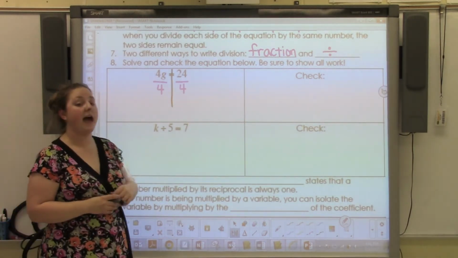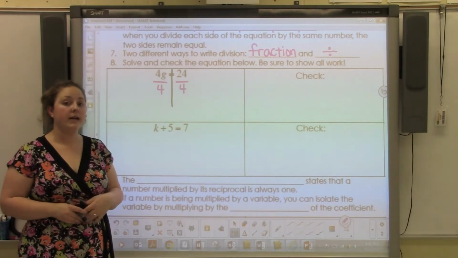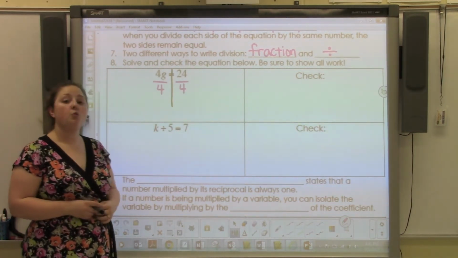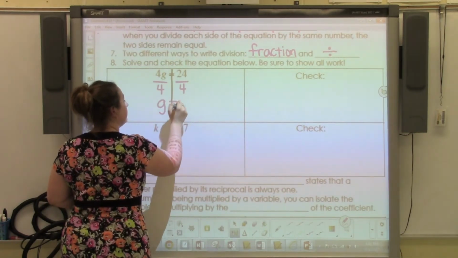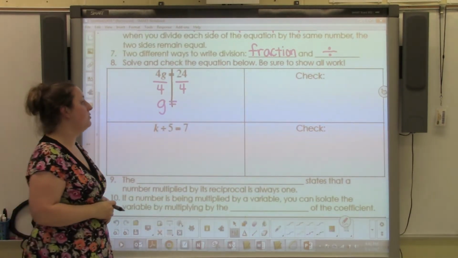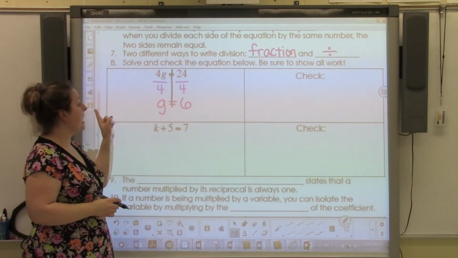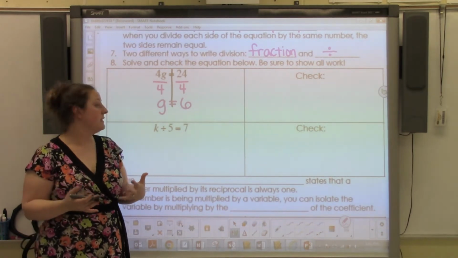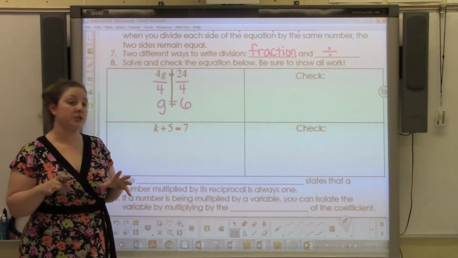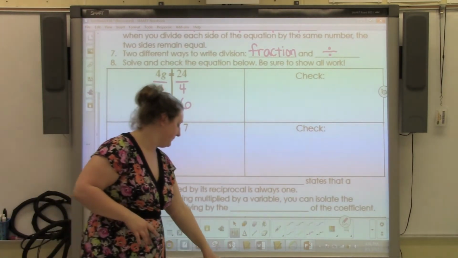Remember that means division. 4 divided by 4 is 1. So I'm left with 1g, or just g. And 24 divided by 4 will give us 6. Notice I'm not using the big equal sign bar here because that'll just confuse us. There are too many lines going on if we were to do that. So g equals 6. Let's check our answer.